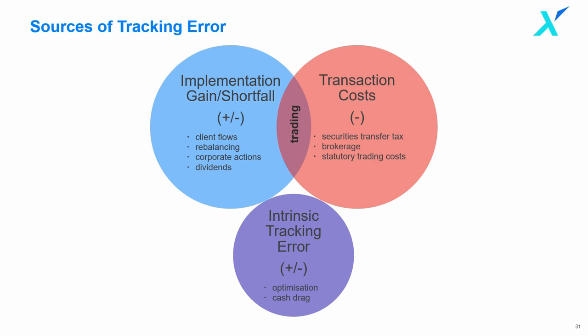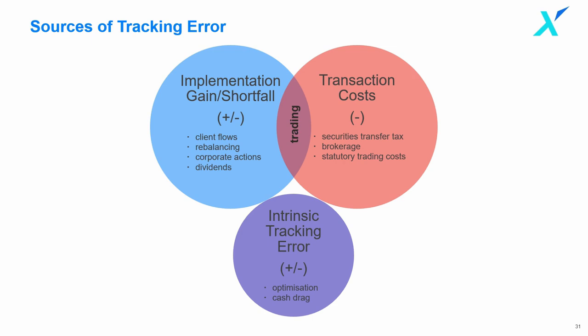And then whenever you do trade, you're going to incur some form of cost. So those are transaction costs, such as securities transfer tax, which applies in our local market. That's 25 basis points on a purchase. There's brokerage that you pay on that. It tends to be a much smaller cost than the STT or the securities transfer tax. And there are other statutory trading costs whenever you trade on an exchange to cover things like insider trading levies and straight admin fees, et cetera, which ensures that the whole ecosystem works.